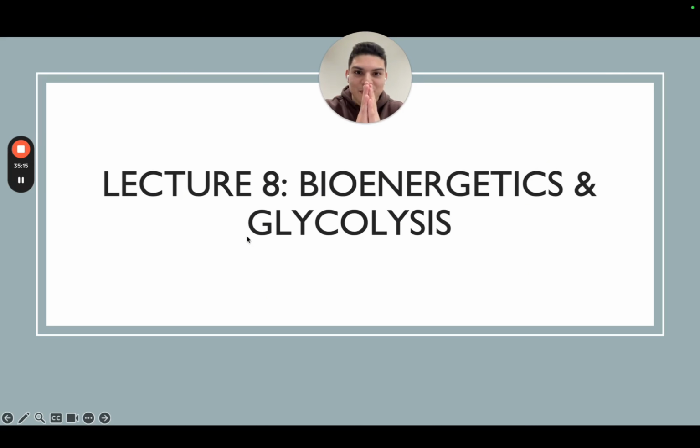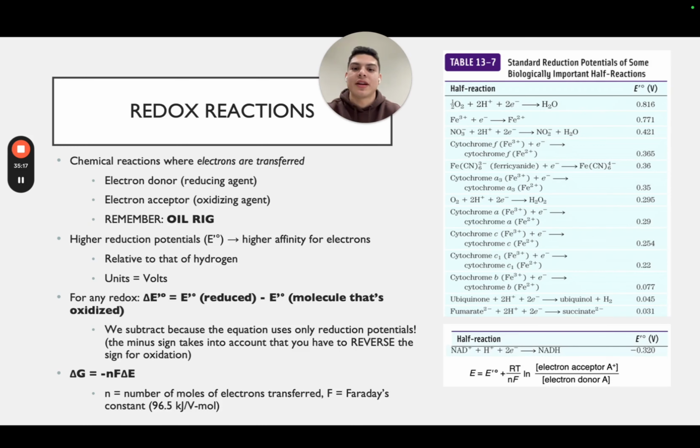Okay, but moving on to lecture 8, glycolysis and bioenergetics. So we're just going to cover the bioenergetics first and briefly. When we talk about bioenergetics, we're talking about redox reactions, which are chemical reactions where electrons are transferred. And just to keep you oriented, I like to use an acronym called OIL RIG, where OIL stands for oxidation is losing, and electrons is omitted from the acronym. And then RIG, reduction is gaining, with electrons omitted as well.